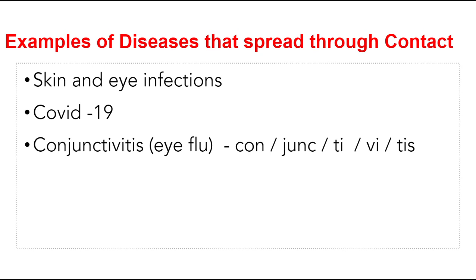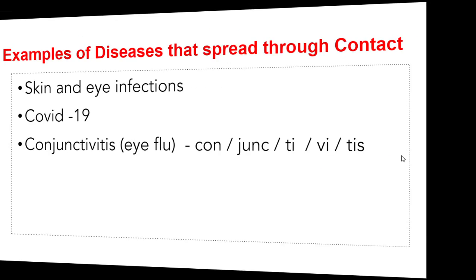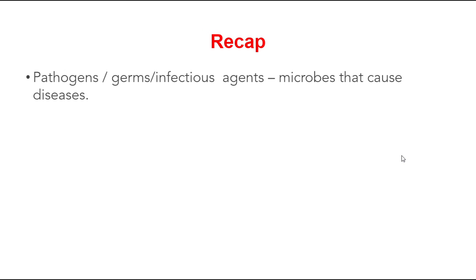Next is the conjunctivitis. That is nothing but eye flu. So this is a disease when your eye turns red and starts to swell up. And how do we spell conjunctivitis? Just split up the word and then it's easy to learn the spelling. So, conjunctivitis.